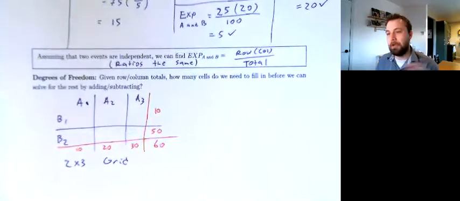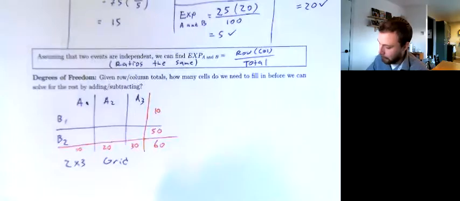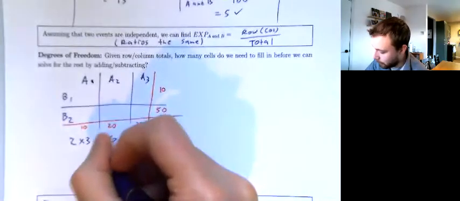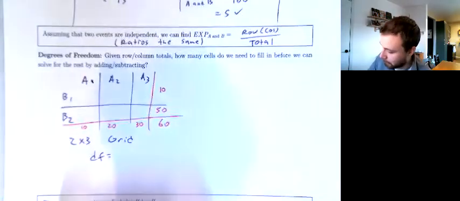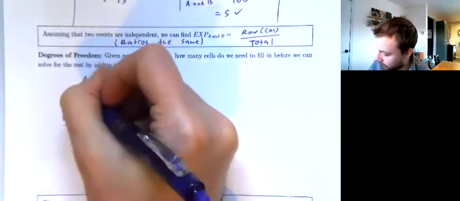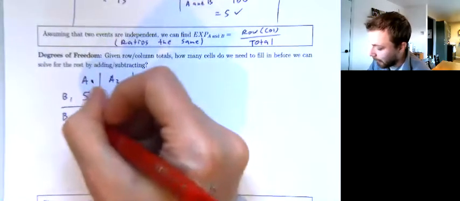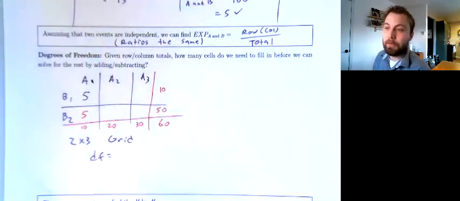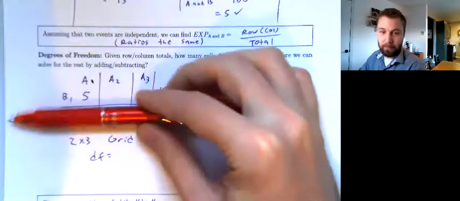Assuming nothing about being independent or dependent, I don't know what any of these numbers are. So I'm going to try dropping down one of the values and seeing what happens. Let's suppose this is a 5 here. If that's a 5, I can immediately solve for this bottom row value. So I only need to know the top row and I can solve for the bottom row. That's kind of a nice thing to know.